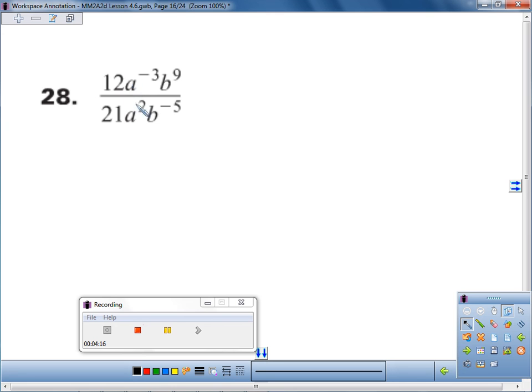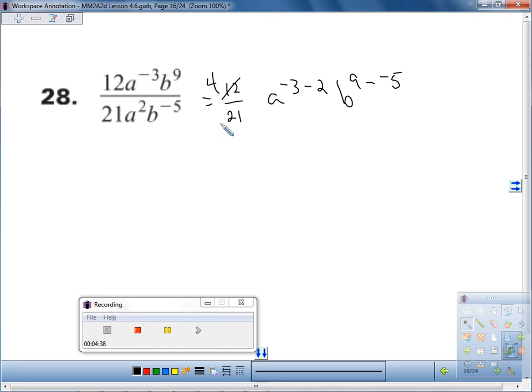Alright, for 28, let's treat it like this. We'll deal with this part. We're going to end up reducing here. Then let's have a to the negative 3rd minus 2, b to the 9th minus negative 5. Okay, 12 over 21, that's going to reduce. 3 goes in there 4 times, and 3 goes in there 7 times. So we'll end up with 4 sevenths.